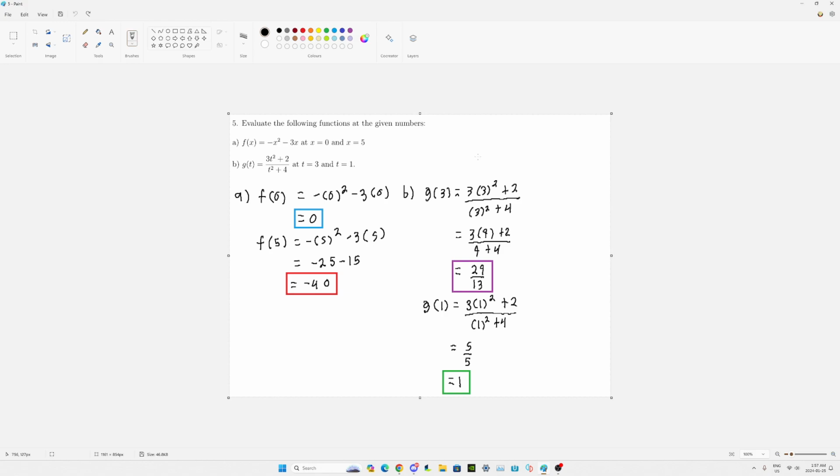So now we move on to g of t. We get 3 times 3 squared, once again brackets, plus 2, over 3 squared plus 4. That's just going to go to 29 over 13, right? And g of 1, well, 3 times 1 squared plus 2 over 1 squared plus 4. That's just going to be 5 over 5, which is 1.